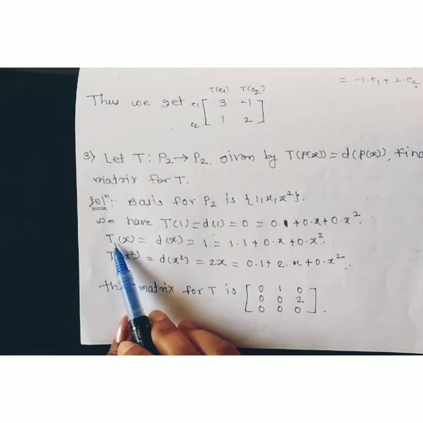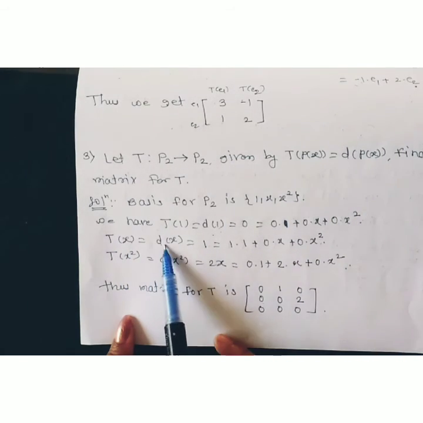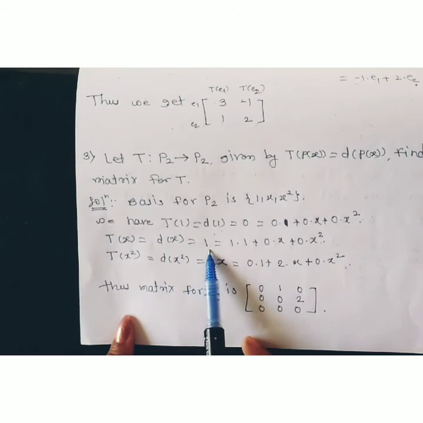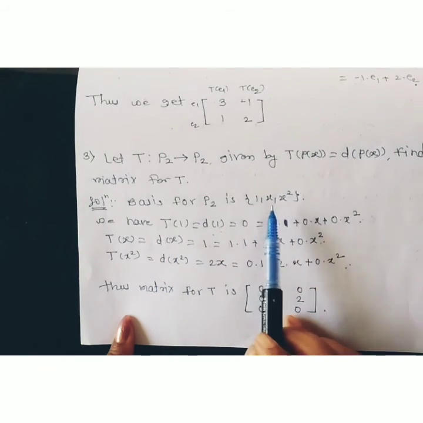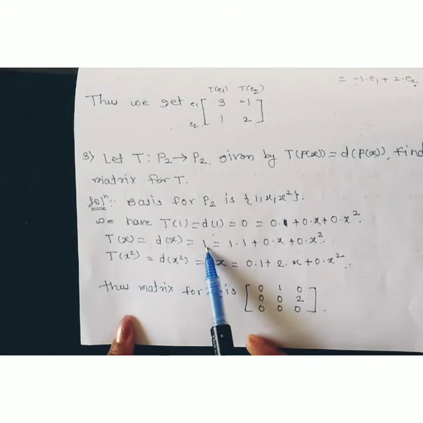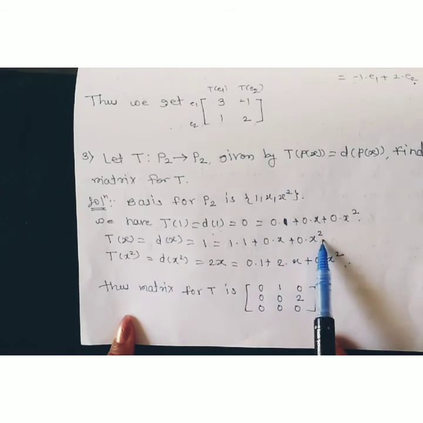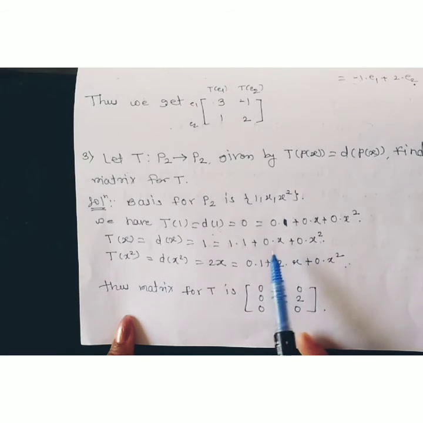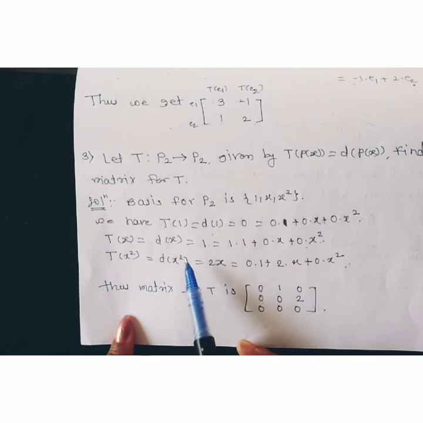Now the second entry is T of x. T of x, by the definition, is the derivative of x. What is the derivative of x? It is 1. And now we have to express 1 as a linear combination of these basis vectors 1, x and x square. So 1 can be expressed as 1 into 1 plus 0 into x plus 0 into x square. These two entries are 0, because 0 is multiplied here, and this entry is 1. So 1 can be expressed in that form.